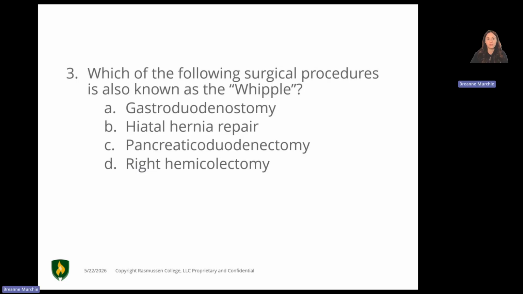Okay, number 3, which of the following surgical procedures is also known as the Whipple? This is C, pancreaticoduodenectomy, because you're removing the head of the pancreas and a really good chunk of the duodenum, if not all of it, and some other structures, but those are the 2 main ones. That's why it's often referred to as a Whipple, because pancreaticoduodenectomy is a mouthful.